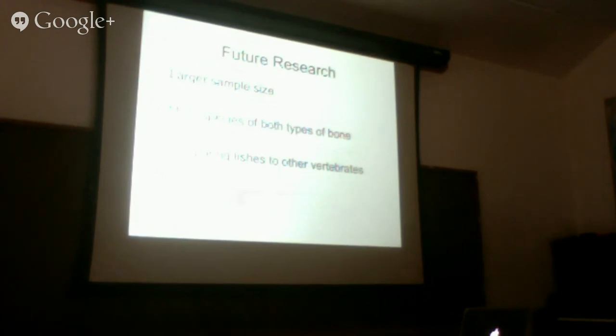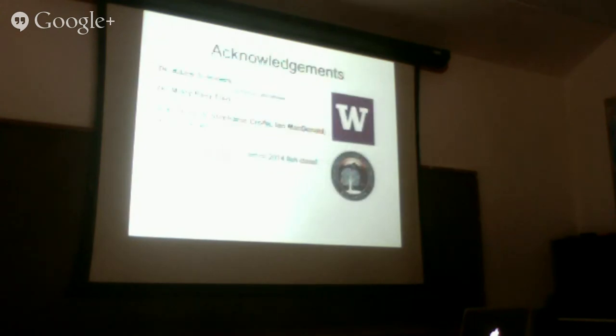I'm hoping there is. So hopefully in a week, I'll be coming back here, getting a lot more samples, running the test again and again, and getting a lot more data. I would also like to have more species of the different bone types to see how they differ as well. Something that would be interesting too is comparing fishes to other vertebrates to see how their bones compare in this fracture energy.